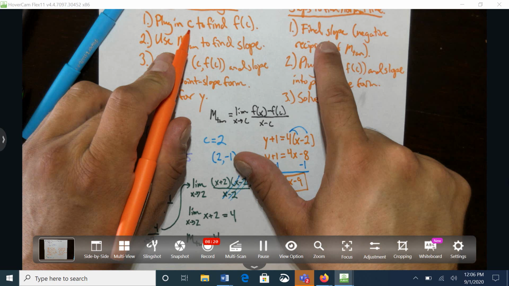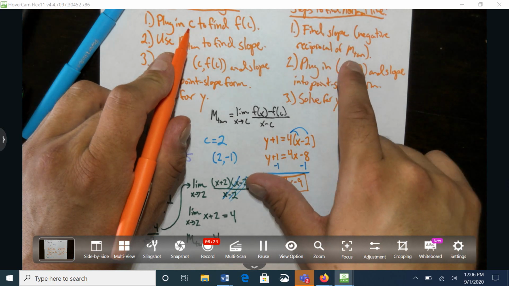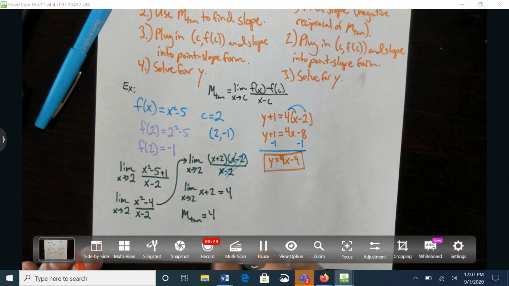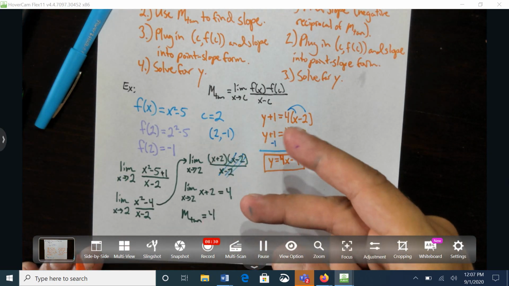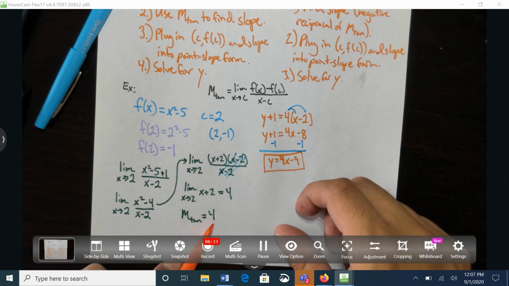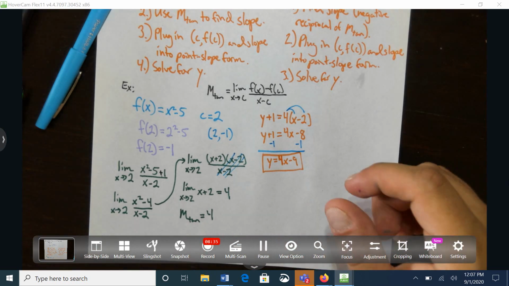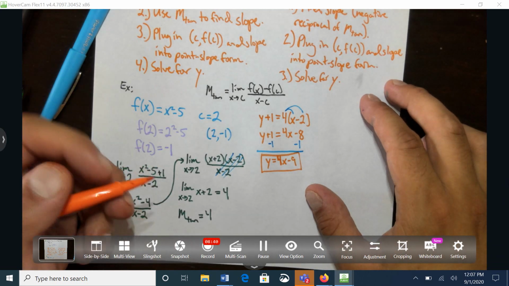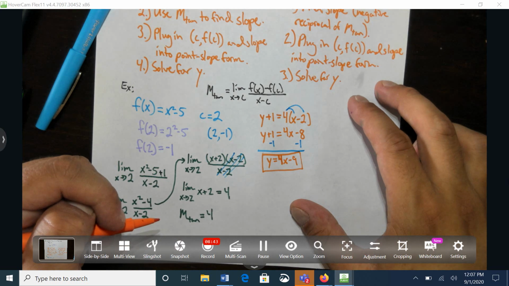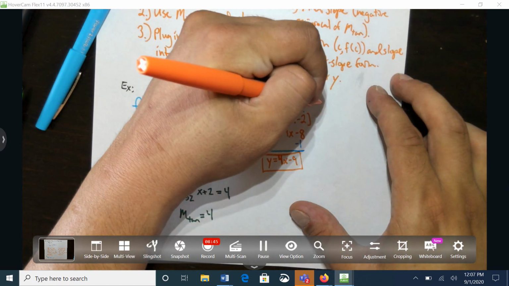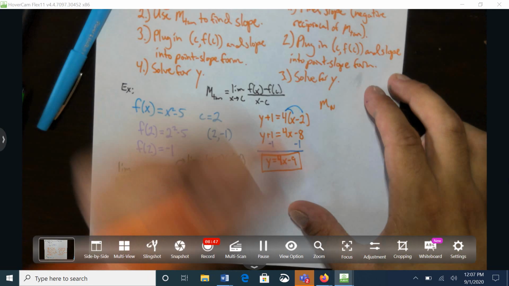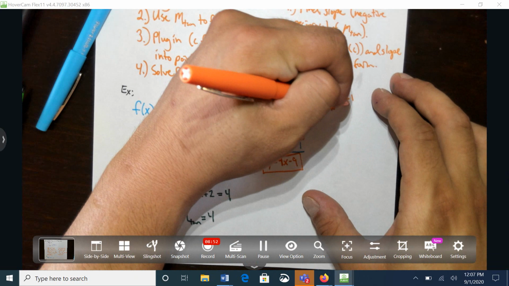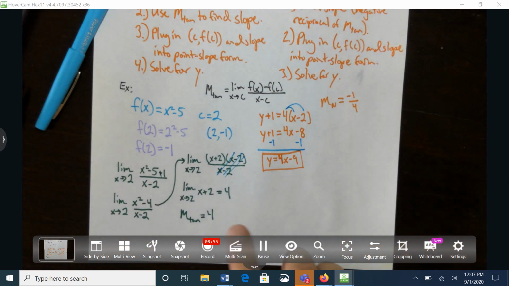Now, the slope is always going to be the negative reciprocal of m tan. So if you don't remember what a reciprocal is, the reciprocal is you flip the numerator and the denominator. Okay. In this case, remember every number is invisibly over 1, so it'd be 4 over 1 or 1 over 4. Our slope, m normal, I'm just going to put m in for normal, is going to be -1 over 4.